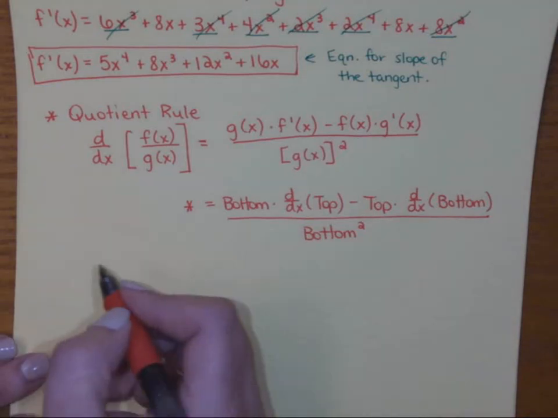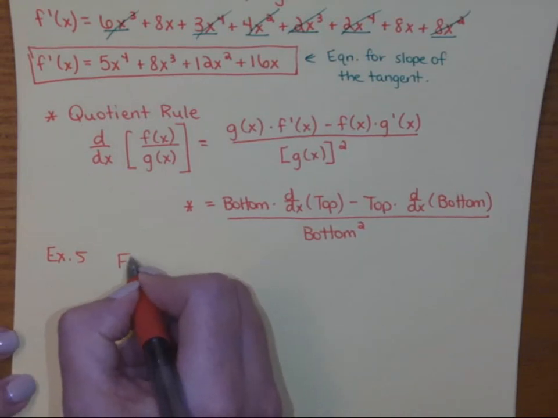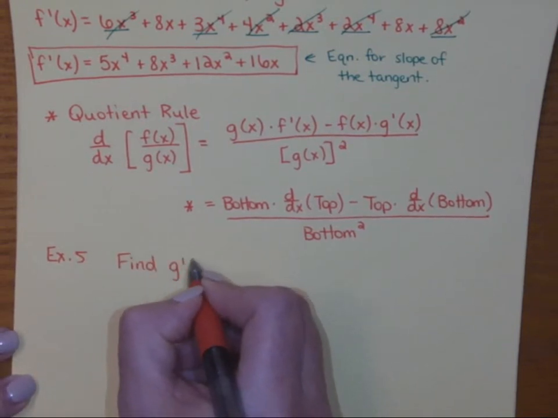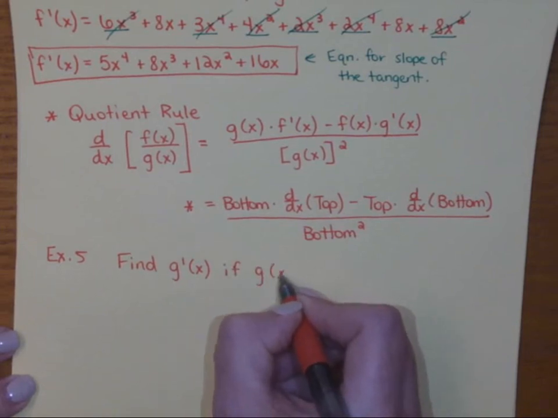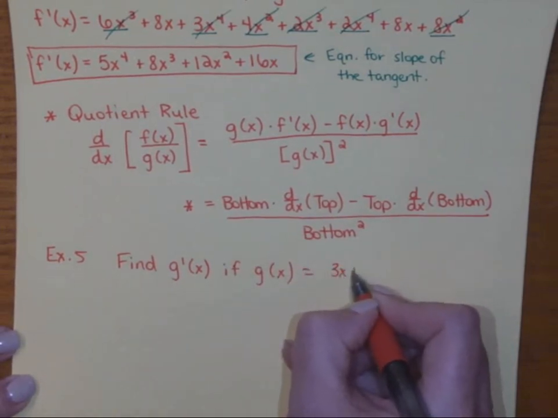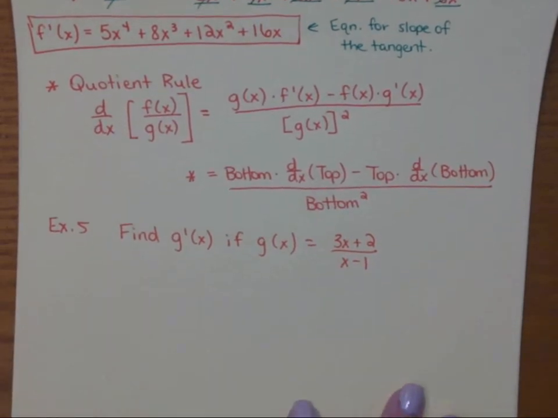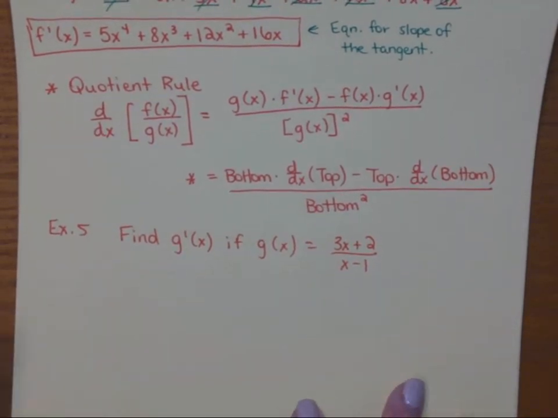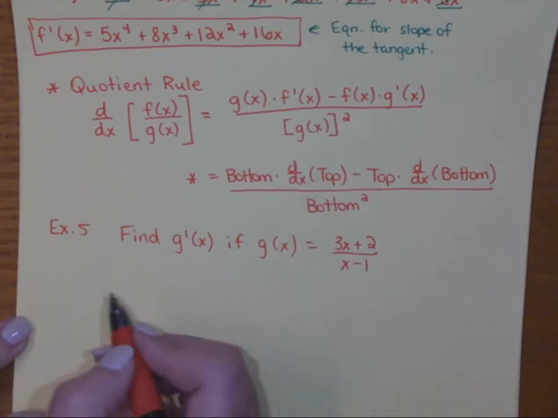So let's look at some with the quotient rule. So I want you to find the derivative if our function is 3x plus 2 over x minus 1. The good thing about the quotient rule is it's very clear what the top and the bottom are. You don't have to worry about what's the first function, what's the second function.